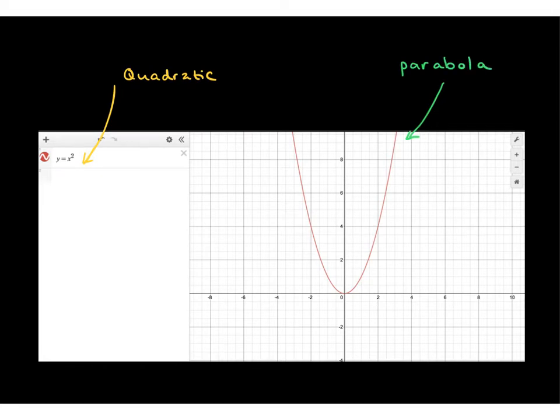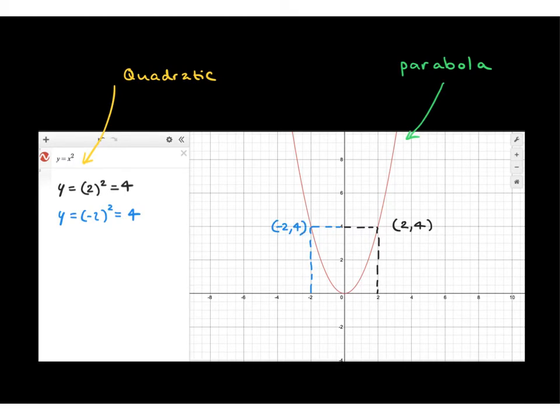Now, the graph is symmetrical. Think about why this is. If you take an x value of 2 and you input it into the function, your y value will equal 2 squared, which will equal 4. So you'll have a coordinate 2, 4. Now, if you input an x value of negative 2 into the function, well, your y coordinate will equal negative 2 squared, which will also equal 4. So your coordinate will be negative 2, 4.